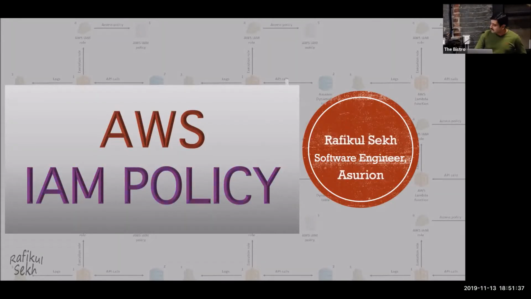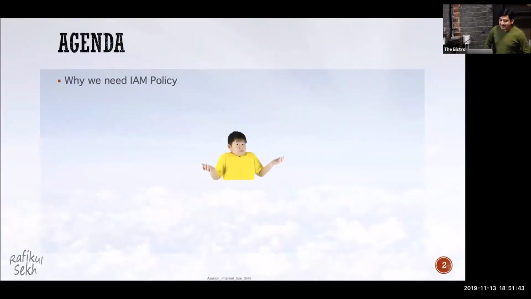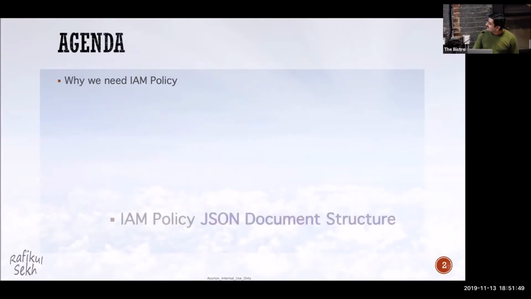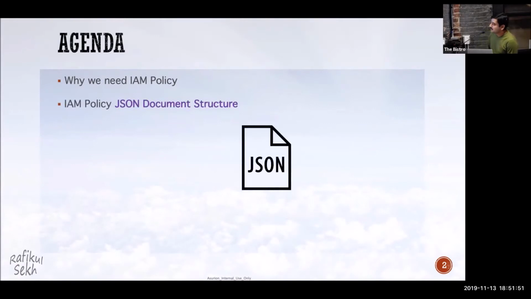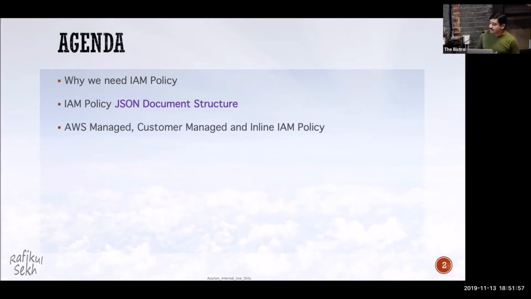Let's look at today's agenda first. Oops, sorry, somehow my slide is not working. All right. First, we are going to discuss why we need IAM policy. After that, we are going to learn about the JSON document structure of IAM policy. Then we are going to learn 3 types of IAM policy: AWS managed, customer managed, and inline.